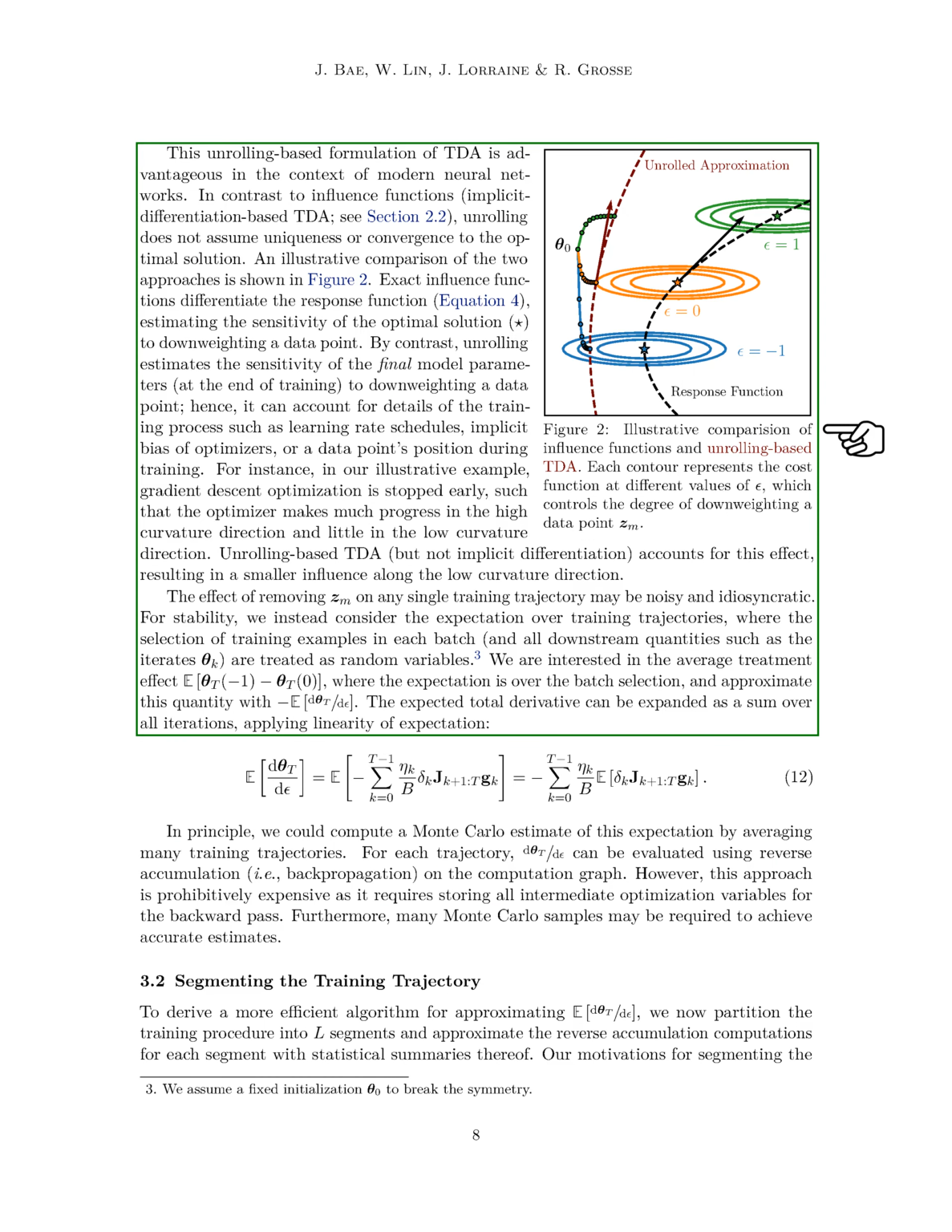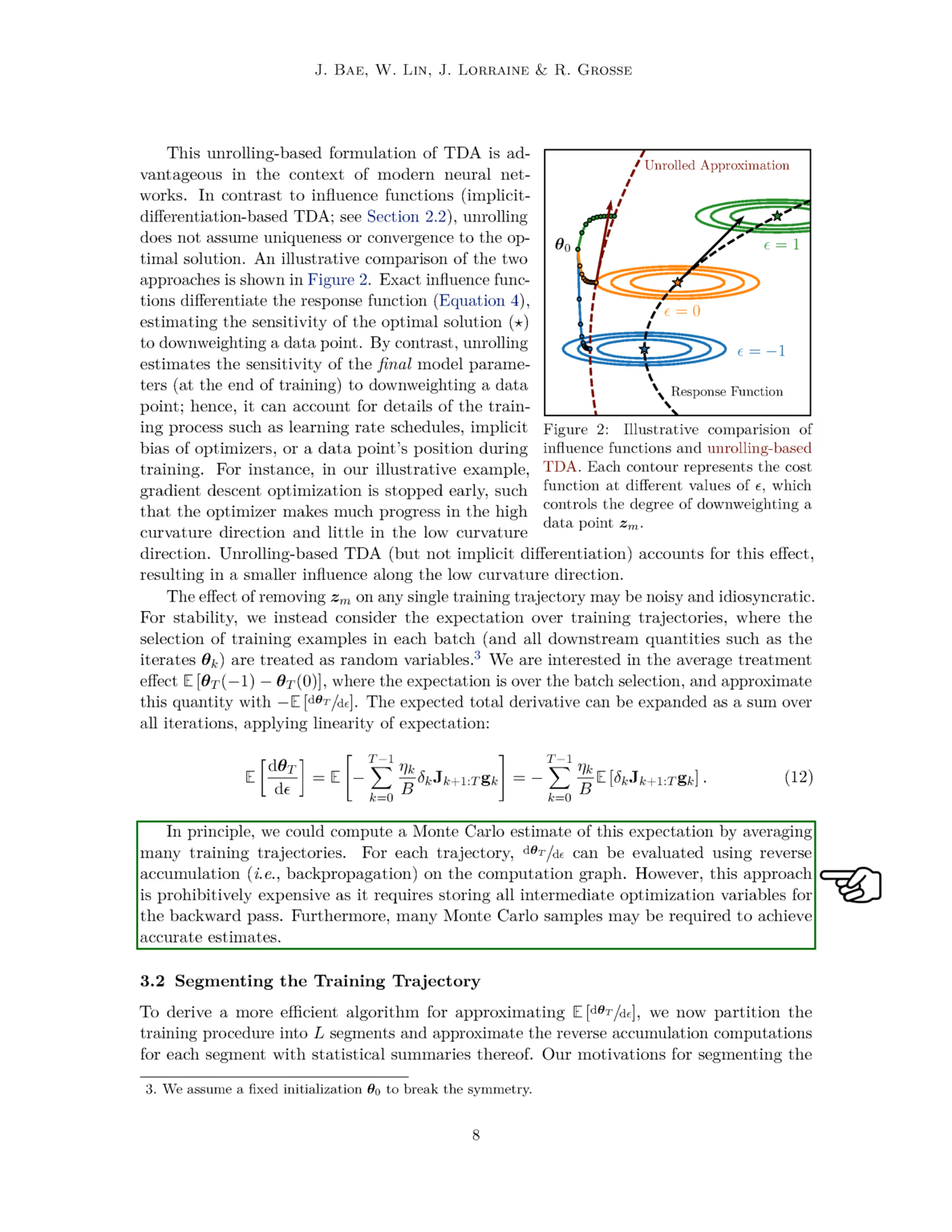This method allows us to estimate the sensitivity of the final model parameters to downweighting a data point, considering various aspects of the training process. To ensure stability and reliability, we consider the expectation over multiple training trajectories rather than focusing on individual trajectories. We are interested in the average treatment effect resulting from removing bold symbol Z_m, which we approximate by the negative expectation of the derivative. This expected total derivative can be expanded as a sum over all iterations, leveraging the linearity of expectation.